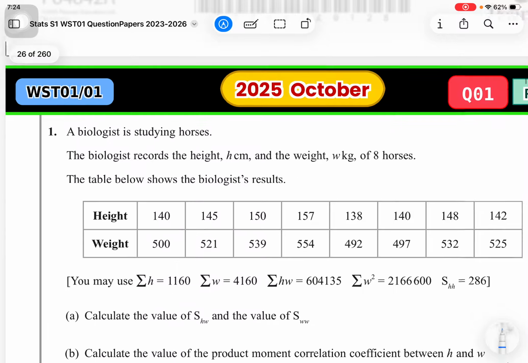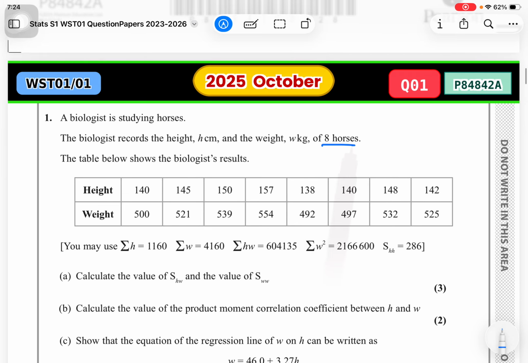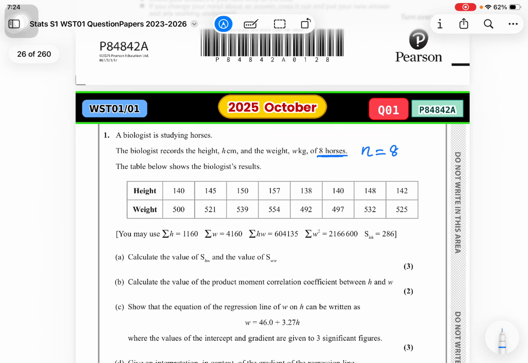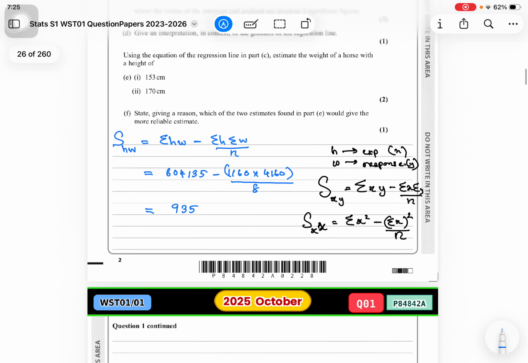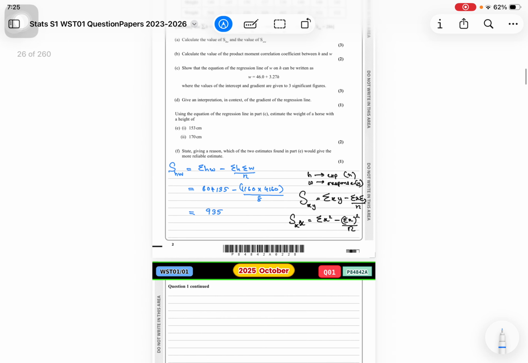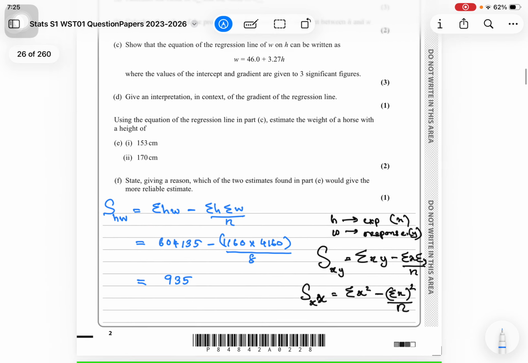They're talking about 8 horses. That means n is going to be 8. Okay, that is 8 here. So this would give us the very first answer. When you put it into the calculator, we get the answer, it's going to be 935. In the next one, let me do it on the same page.